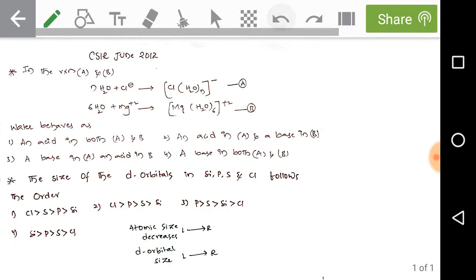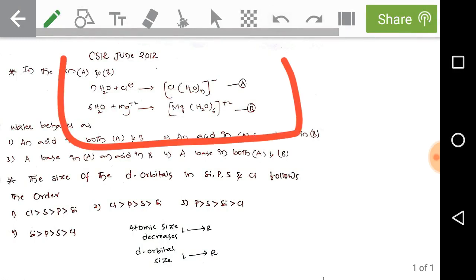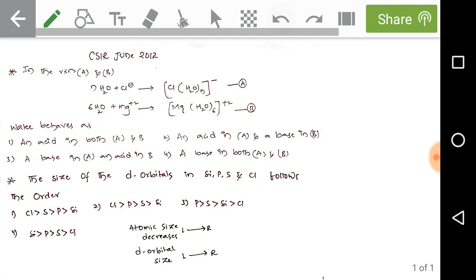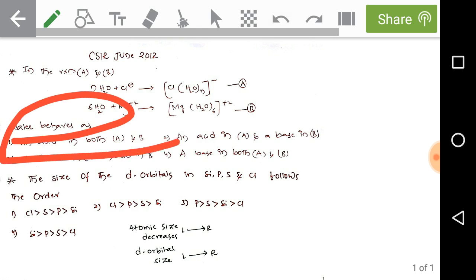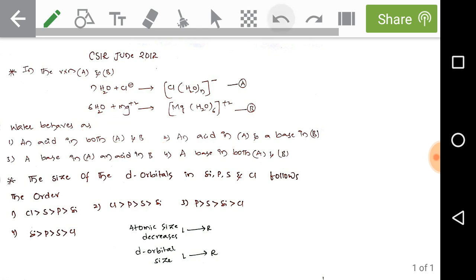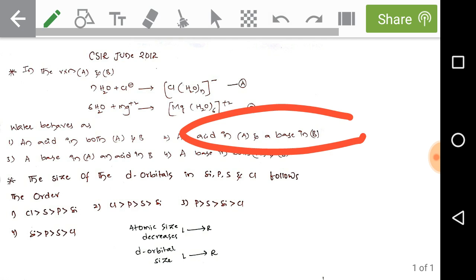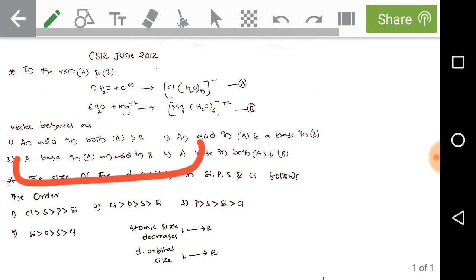And just look at the first problem. In the reactions A and B, just check the reaction type A and reaction type B. In these two reactions, water behaves as: acid in both A and B reactions; acid in A and base in B; a base in A and acid in B; or a base in both A and B reactions.